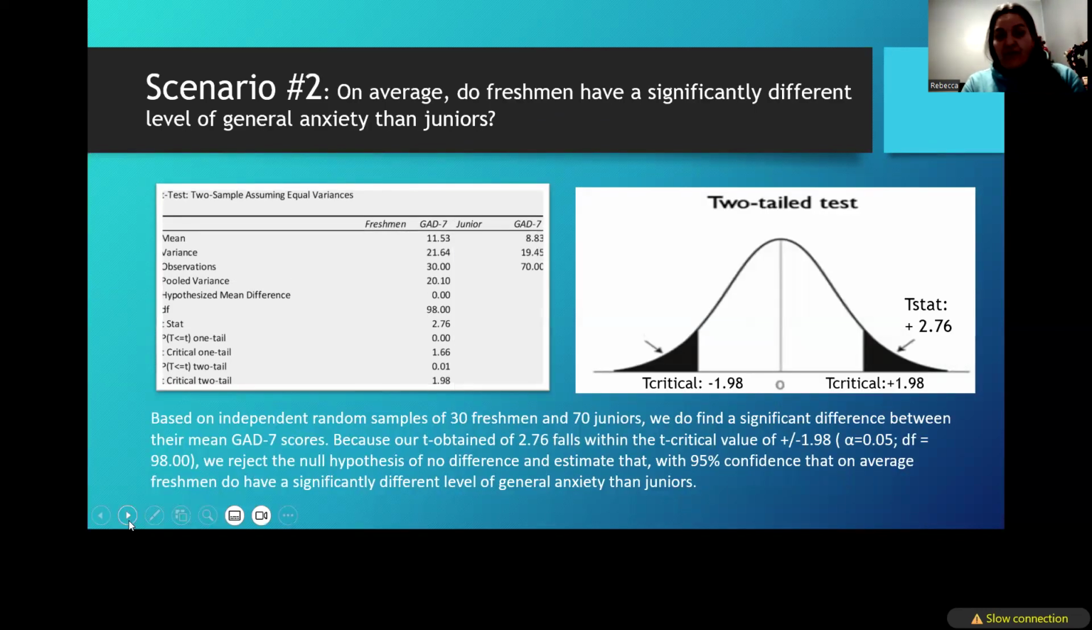So we went another step further and we ask, on average, do freshmen have a significantly different level of general anxiety than juniors? And we find once again that yes, based on the independent random samples of 30 freshmen and 70 juniors, we do find a significantly different GAD score, because our T obtained of 2.76 falls within the T critical value of plus or minus 1.98. We reject the null hypothesis of no difference. And we estimate with 95% confidence that on average, freshmen do have a significantly different level of general anxiety than juniors.